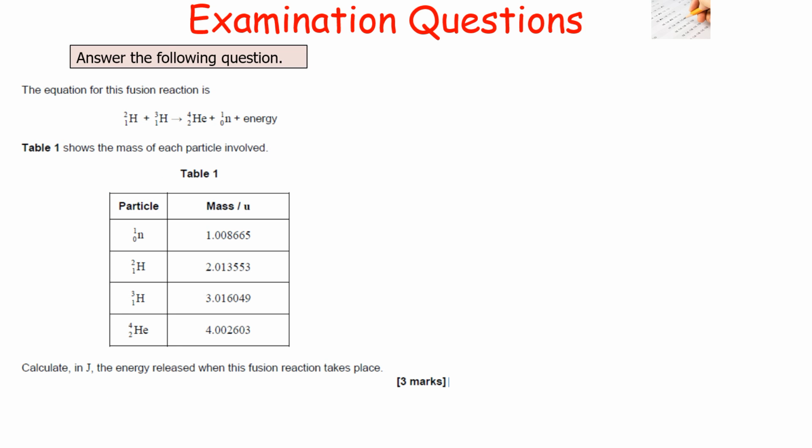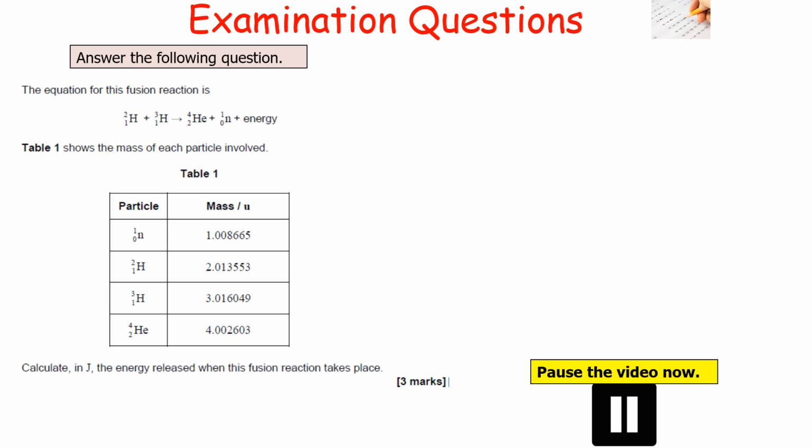The next question says the equation for this fusion reaction is shown here. Table 1 shows the mass of each particle involved. Calculate in joules the energy released when this fusion reaction takes place. So pause the video now, then unpause the video when you want to go through your answer.